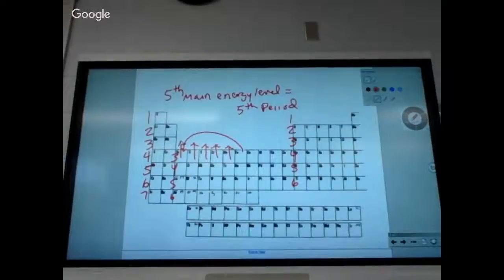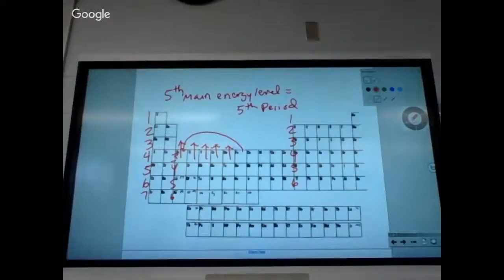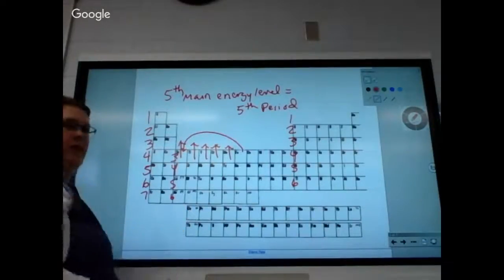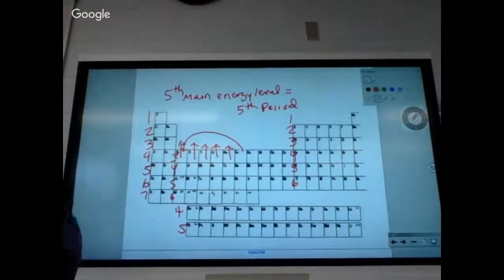S, P, D. Right? So that tells you what to start the D sublevel with, a 3. What's the first place you can have an F sublevel? 4. That tells you what you can start the F sublevel with. 4. So if you forget, think about those things tomorrow on the test.